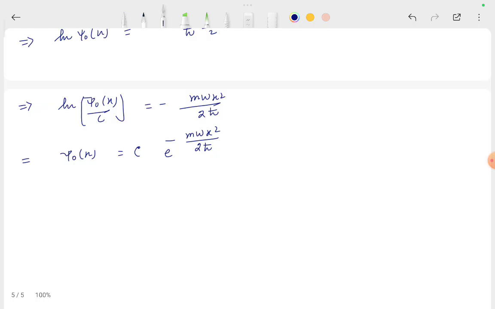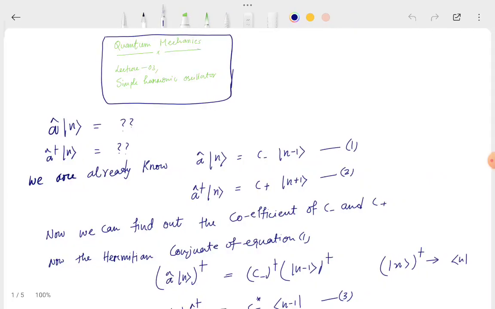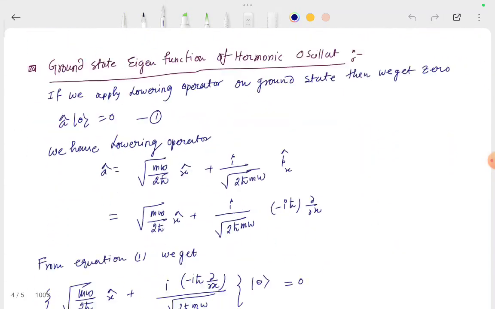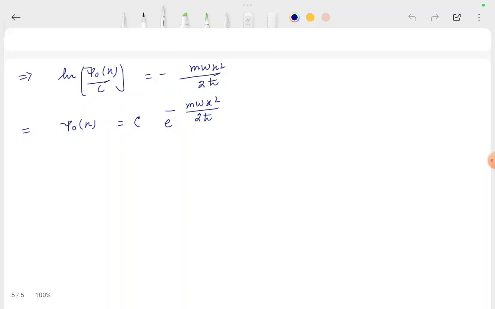So right, e to the power minus m omega x square upon 2h cut. So this is the ground state wave function, and this is the normalization constant. C is the normalization constant. Okay, next we try to find out the value of the C normalization constant. Then we get the ultimate expression of ground state wave function of harmonic oscillator. Okay, applying normalization constant.